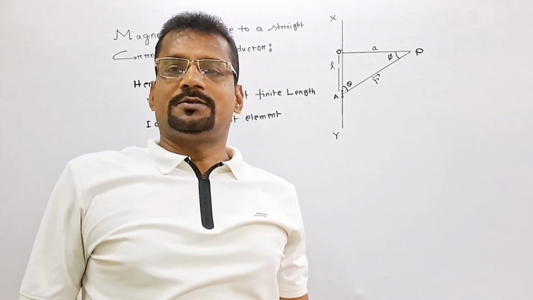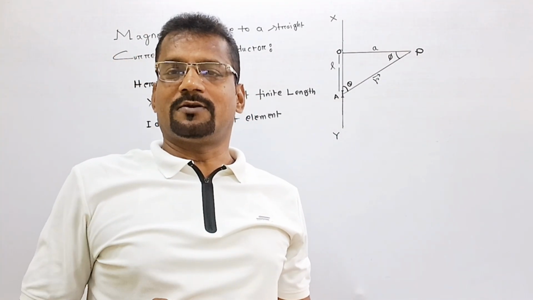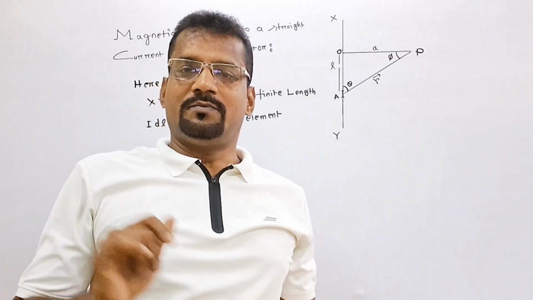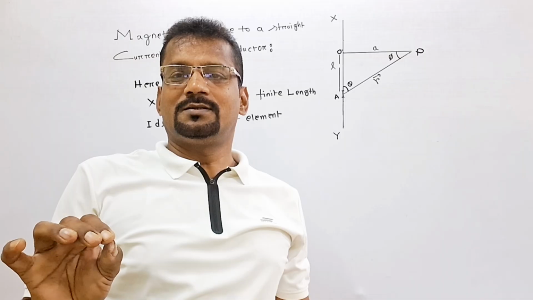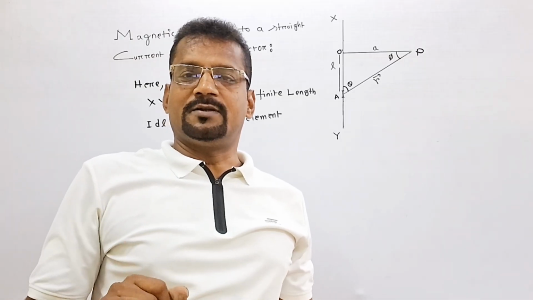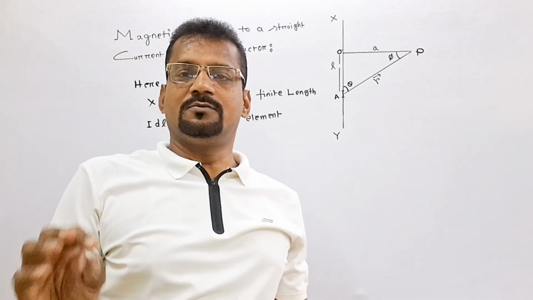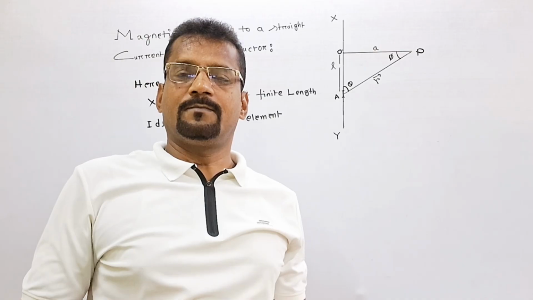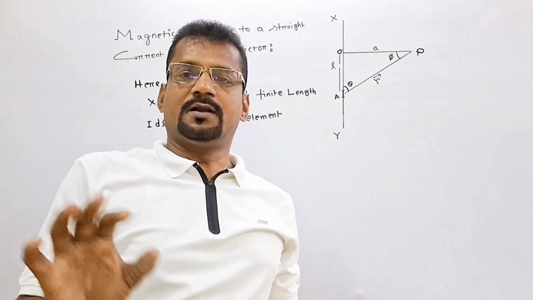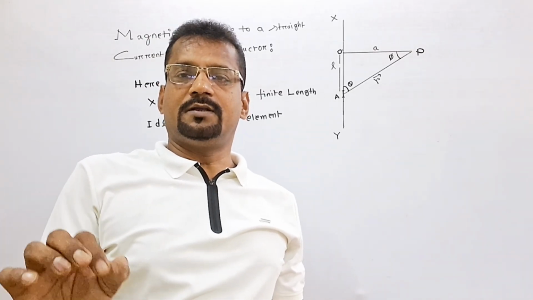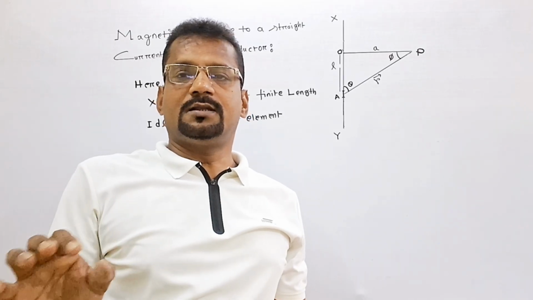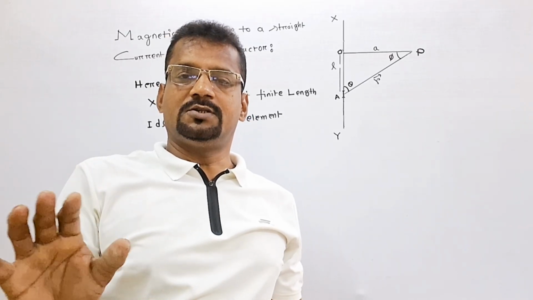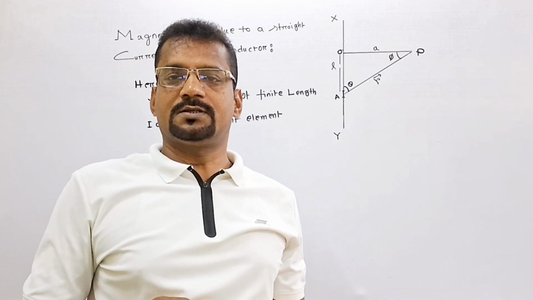Magnetic field due to a straight current carrying conductor. But before that, it should be known to us: magnetic field due to a current element, which is given by the Biot-Savart law. The magnetic field due to a current element is B equals mu naught by 4 pi I dl sin theta by R square, which is the Biot-Savart law that is known to us.